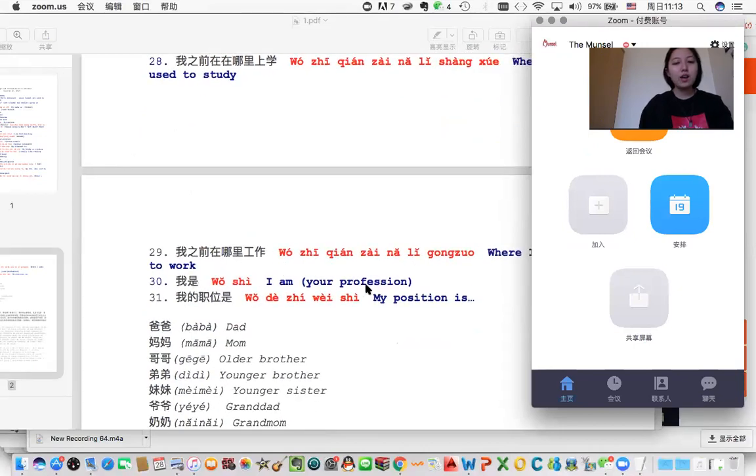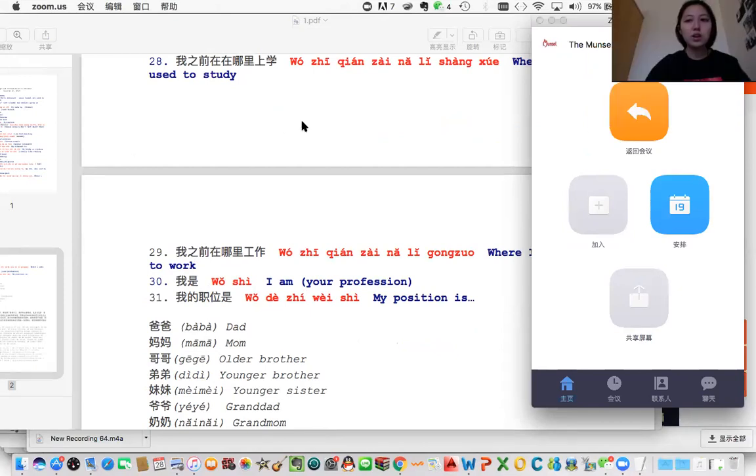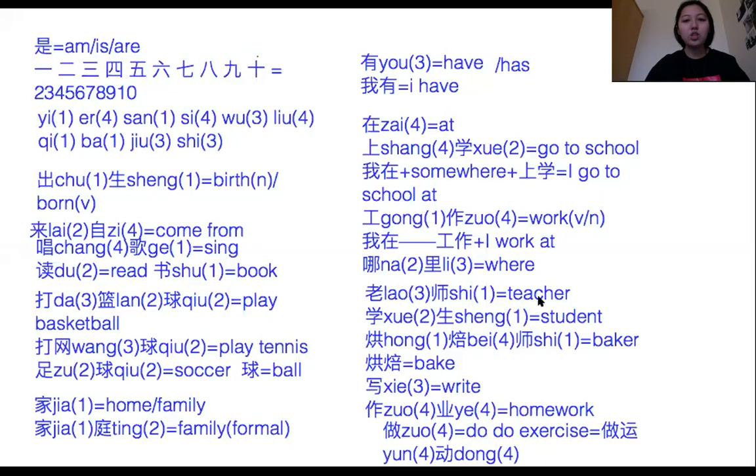我是 I am, it's your profession. It's like I say I'm a teacher, so I can say 我是老师. It's how to introduce your profession. So here, 老师 is teacher. And if you're a student, you can say 学生. 学生 is student. So you can say 我是老师, I am a teacher. 我是学生, I am a student.